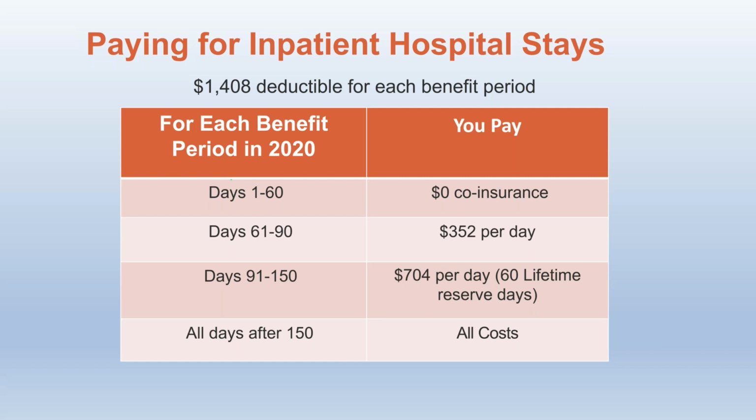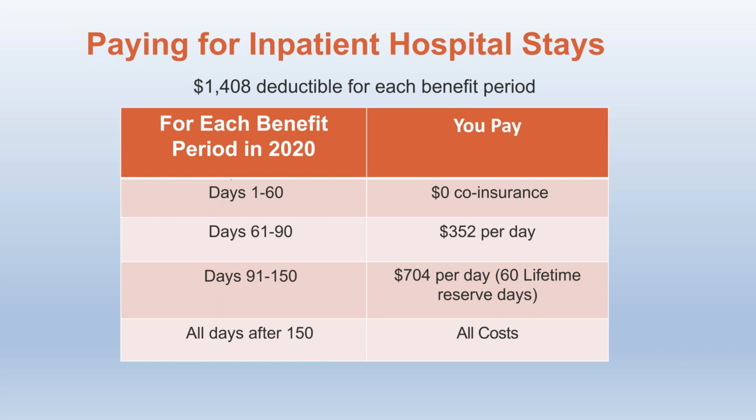Paying for inpatient hospital stays. There's a $1,408 deductible for each benefit period in 2020. And then from days 1 through 60, you're responsible for $0 co-insurance. From days 61 through 90, you would be responsible for $352 per day. And from day 91 through 150, you'd be responsible for $704 per day, with 60 lifetime reserve days.